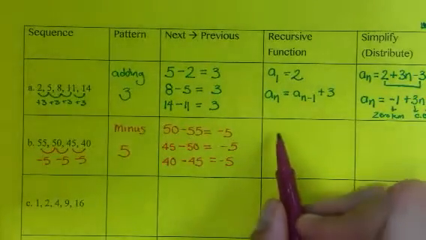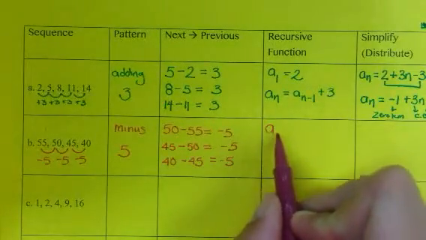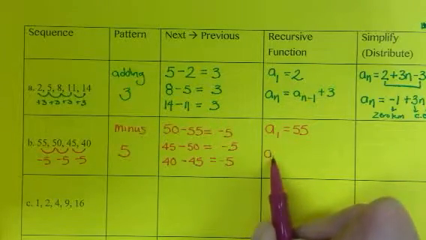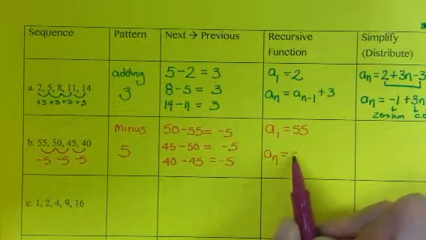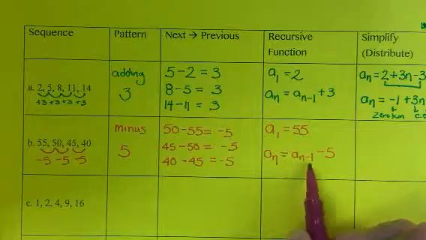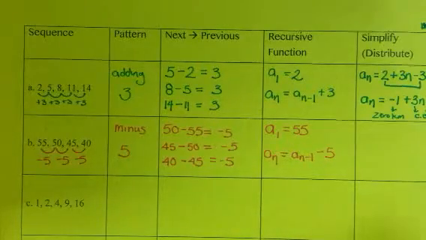So my recursive formula would tell me that a sub 1 is equal to 55. A sub n equals a sub n minus 1 minus 5. So my previous term minus that common difference.